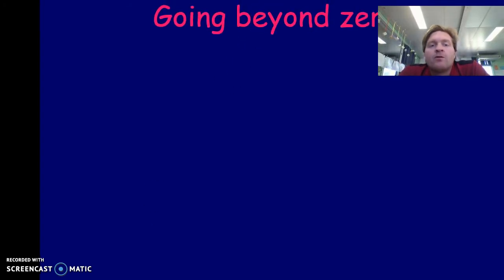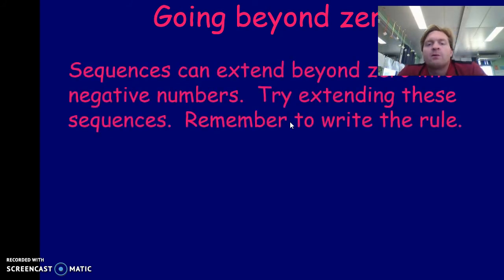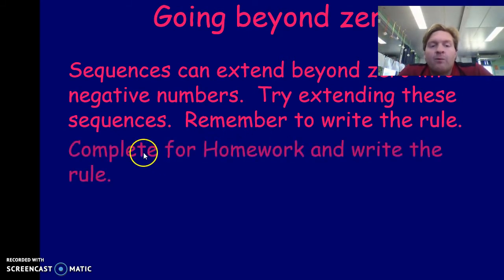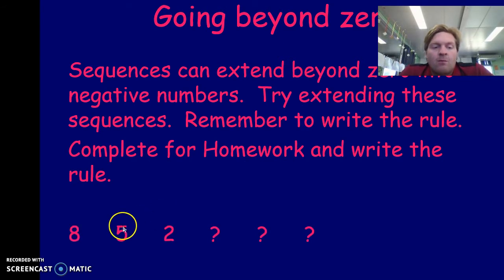Sometimes we go beyond 0 when we are looking at a particular problem. Sequences can extend beyond 0 into negative numbers. Try extending these sequences. Remember to write the rule. And this is going to be a homework task, so I'm going to need this completed in your homework book. We've got 8, 5, 2. You need to tell me what the next 3 numbers are going to be and what the rule is.